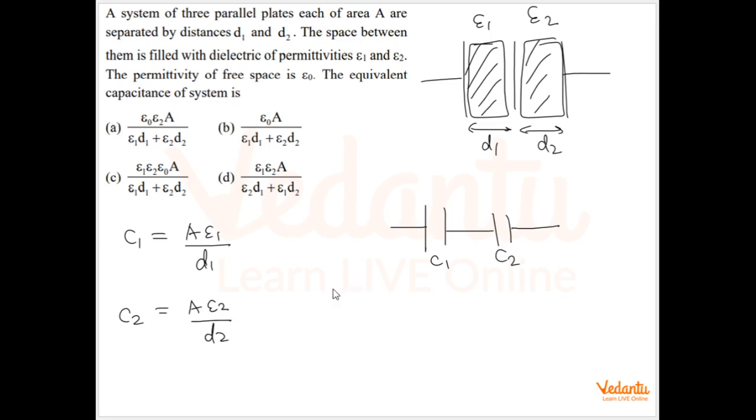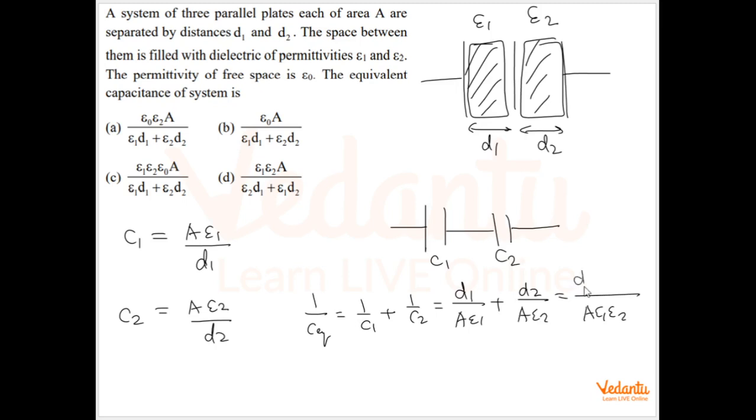Now how will I calculate the equivalent capacitance? I will say 1 by C equivalent as 1 by C1 plus 1 by C2. That will be d1 upon A epsilon 1 plus d2 upon A epsilon 2. That will be, beta, A epsilon 1 epsilon 2 common, d1 epsilon 2 plus d2 epsilon 1, which gives me C equivalent as A epsilon 1 epsilon 2 upon d1 epsilon 2 plus d2 epsilon 1. So option D will be the correct answer.